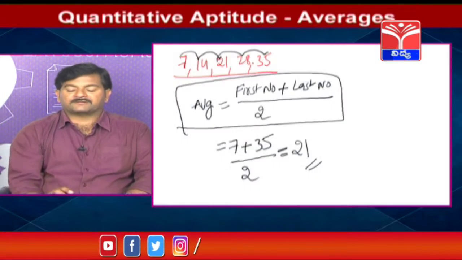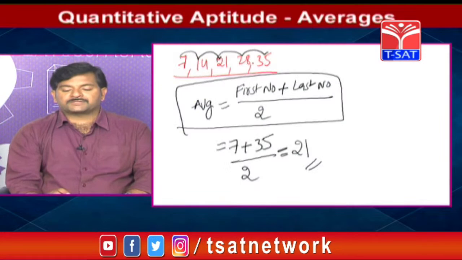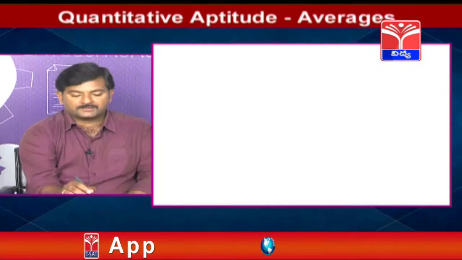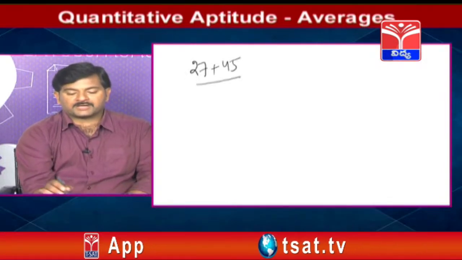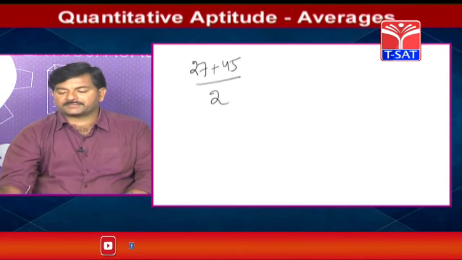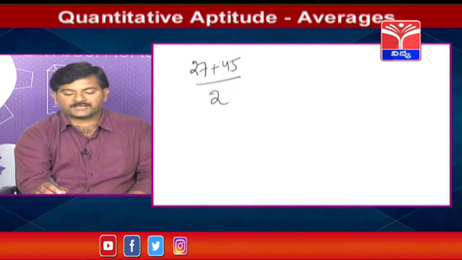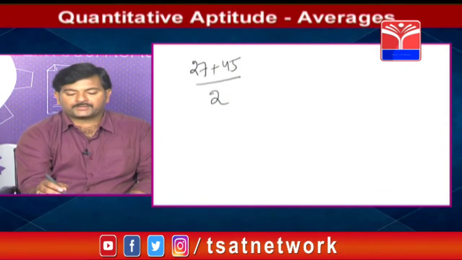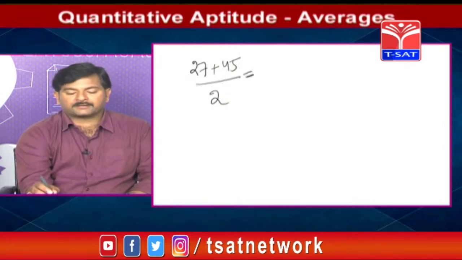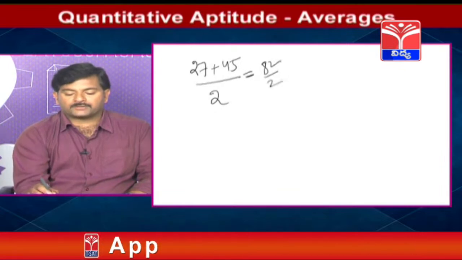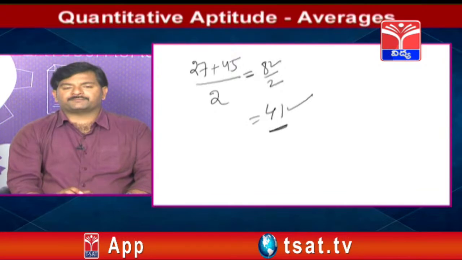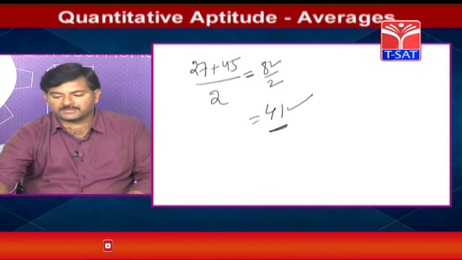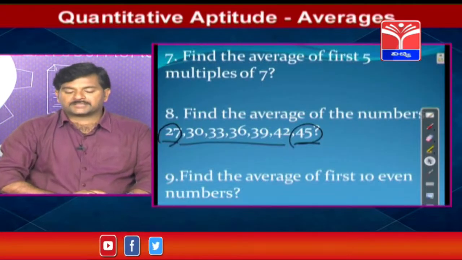27 plus 45 by 2, because the first number is 27 and the last number is 45. So on simplification, how much am I getting? 82. So here I am getting 82 by 2. 82 by 2 means what is the answer? 41 is the answer. Simply first number plus last number by 2. I hope you understood. Just focus on the next question.